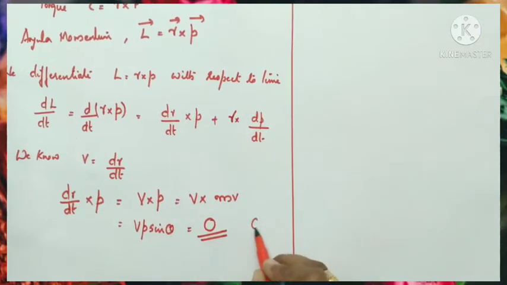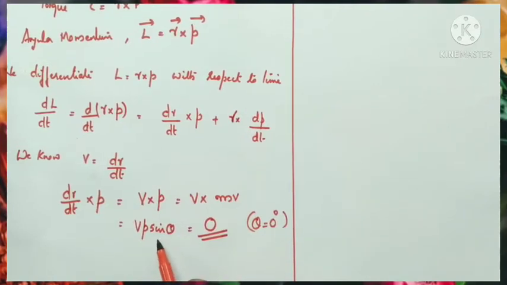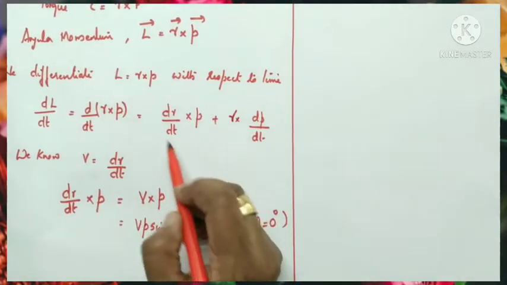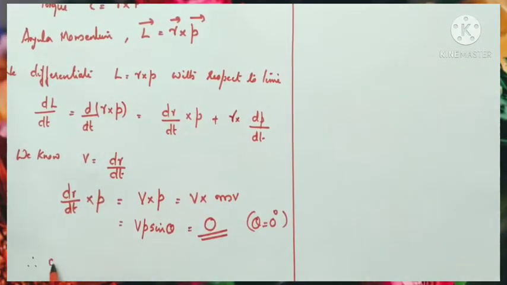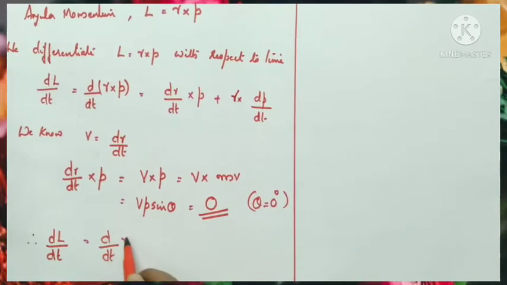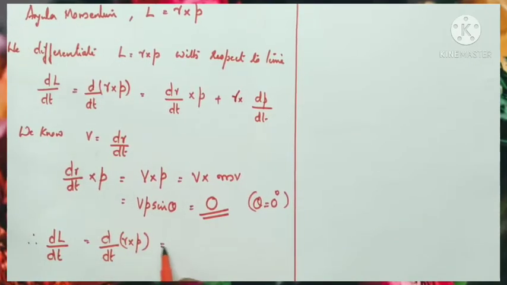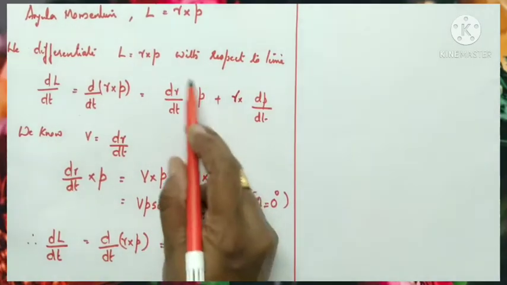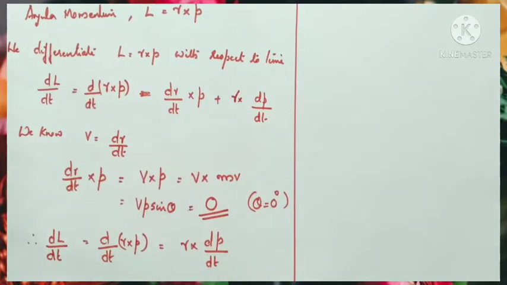Therefore what is the value of theta? Theta is equal to 0. Both are parallel, no? So velocity and the momentum are parallel to each other. Therefore theta is equal to 0, and hence dr/dt cross p is equal to 0. Therefore this term vanishes, and hence we can write dL/dt is equal to d/dt of r cross p, which is actually r cross dp/dt. This term becomes 0, so it is equal to r cross dp/dt.